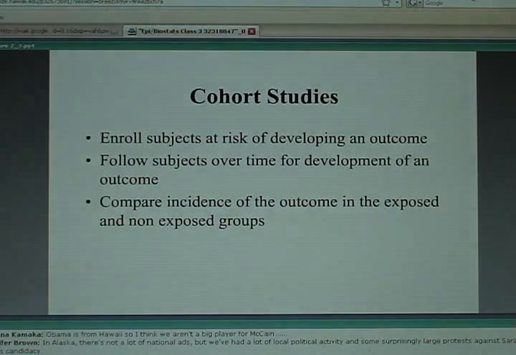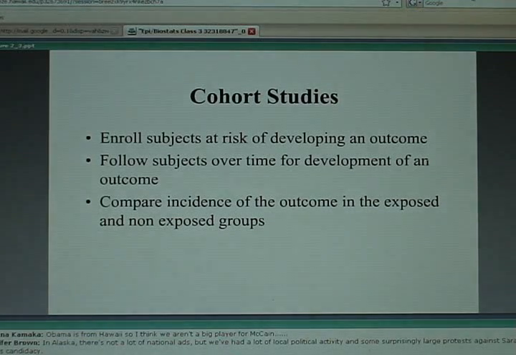Remember what a cohort study was: you first enroll people who are at risk of developing an outcome. The outcome might be developing diabetes, so you'd enroll people who are not yet diagnosed with diabetes. You then follow those people over a period of time, a year, 5 years, 10 years, to see who develops diabetes and who doesn't. Then you end up comparing those outcomes in at least 2 groups of people, which are defined by your risk factor of interest.